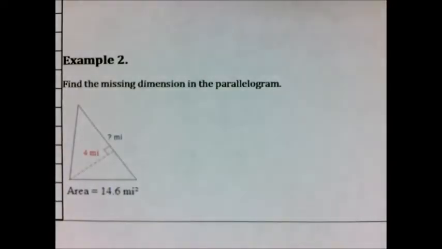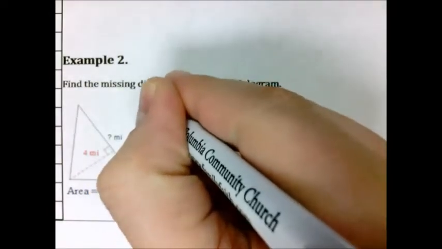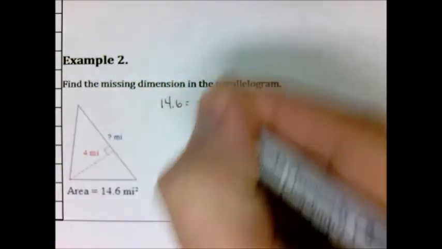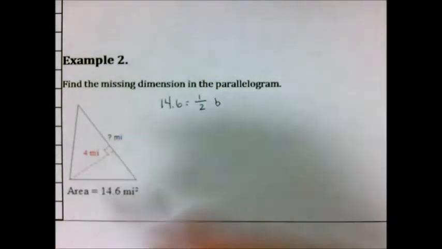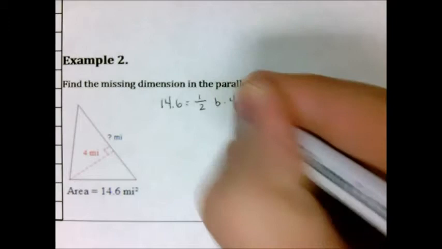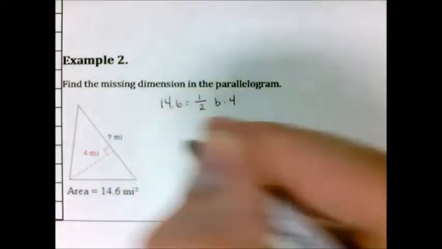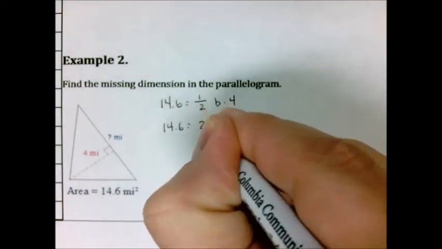Alright, example 2, we're missing the base this time. Given the same formula, we have to solve for what that missing dimension is. So again, we've got the area, which is 14.6, and that is going to be equal to 1/2 times the base, which we don't know, times the height, which is 4. We can do a little bit of solving first. We can multiply 1/2 times 4 first, so we get 14.6 is equal to 2 times b.